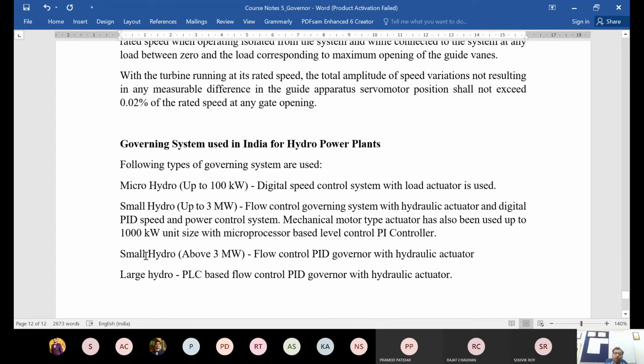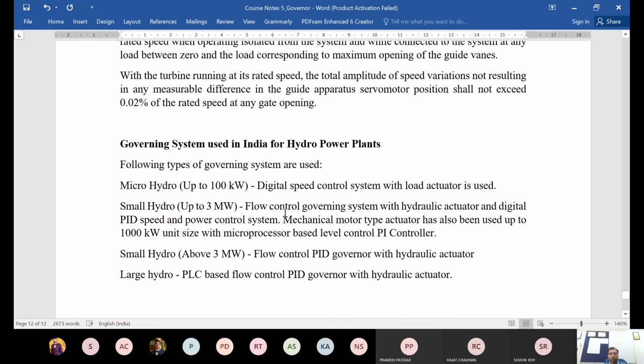And for small hydro above 3 megawatt, invariably you have a flow control PID governor with hydraulic actuator. And the large hydro, which is defined as about 25 megawatt and above, usually the standard is to have a programmable logic controller, PLC based flow control PID governor with hydraulic actuator. So those are the different variants. And the smaller one, the load actuator type system, we'll discuss in the next class, known as the electronic load controller. For all other generating units greater than 100 kilowatt, the flow control governing mechanism, which we have discussed in the previous classes, is what is used.